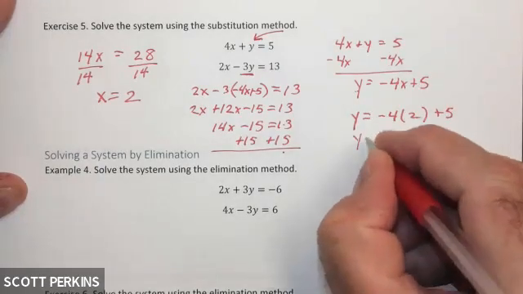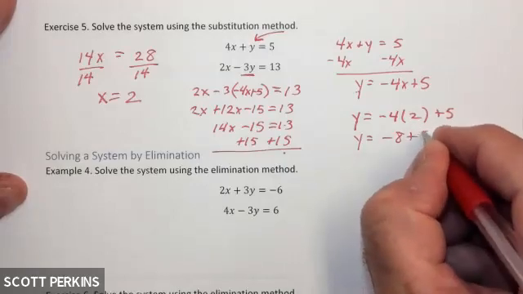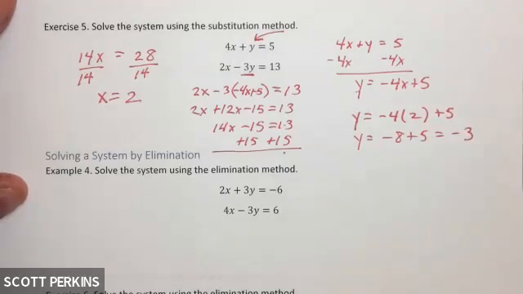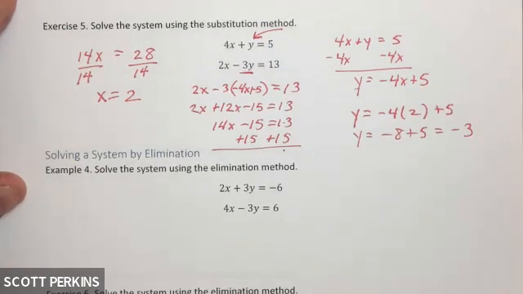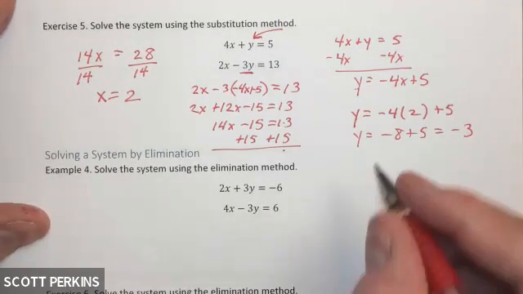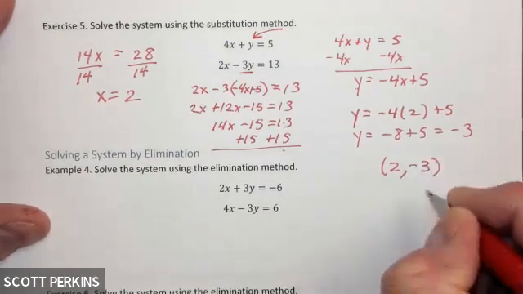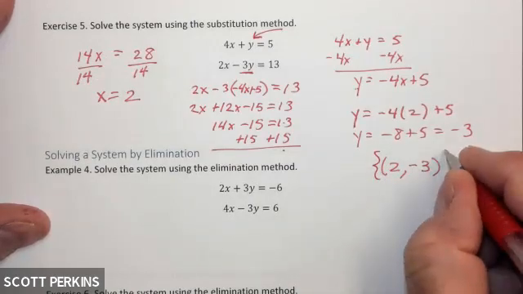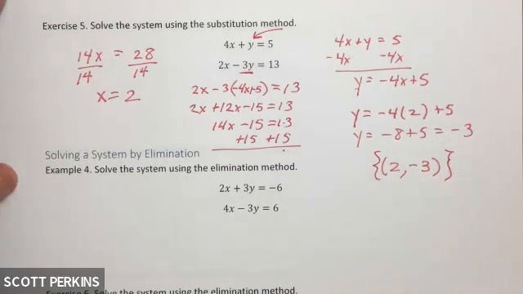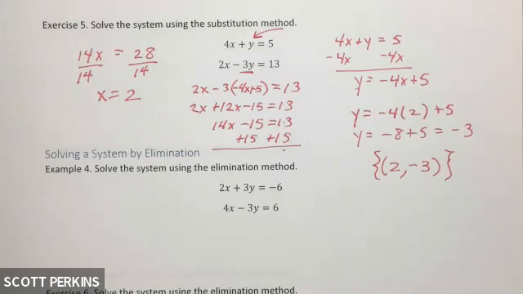And so y is equal to negative 8 plus 5, which is equal to negative 3. And like every other problem, just don't forget to write it as a point. That's your solution set. So the x value turns out to be 2. The y value turns out to be negative 3. And so that I don't mistake that for an interval, I put that in braces, and that's my solution set.